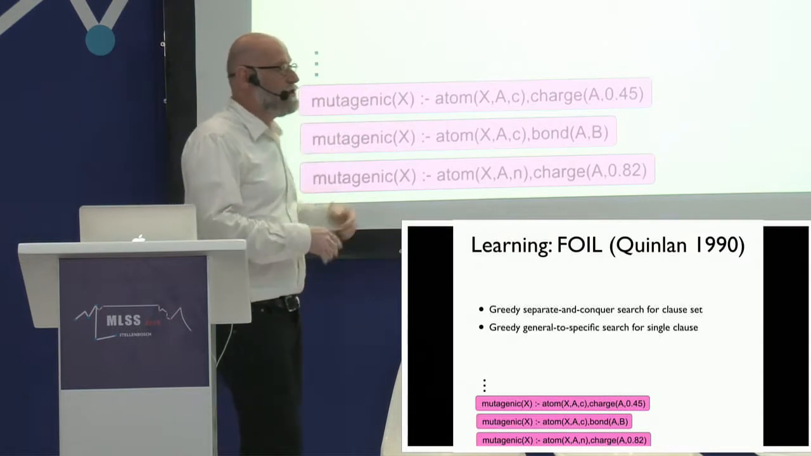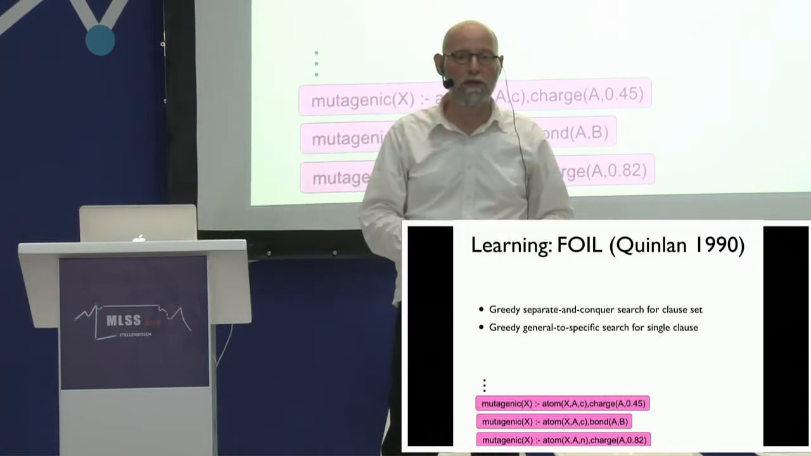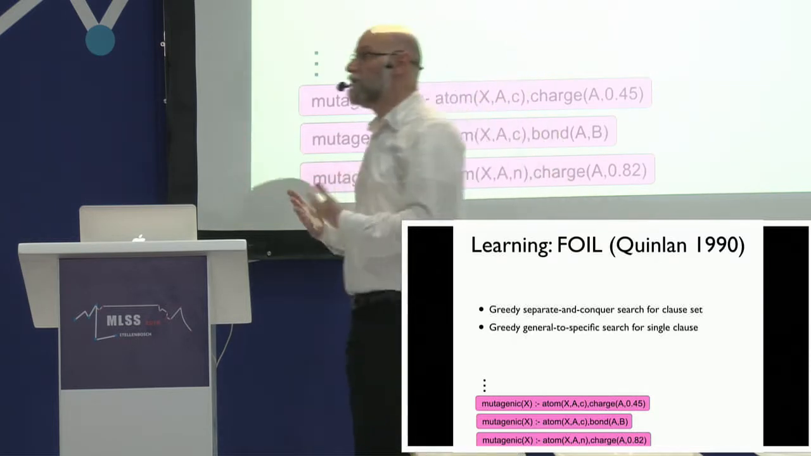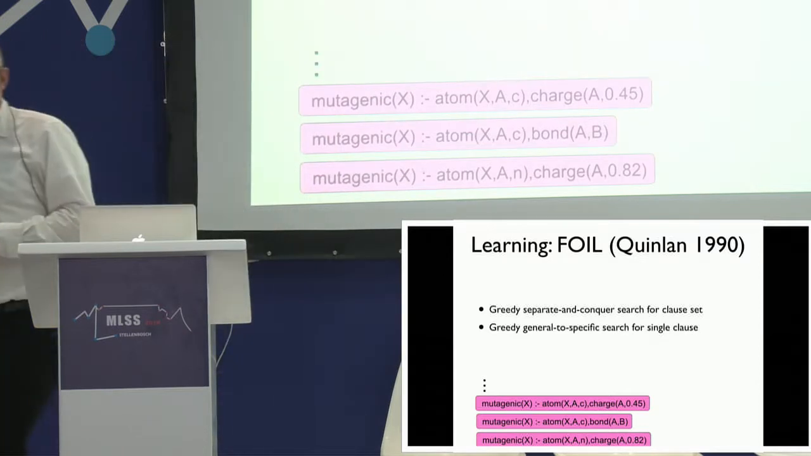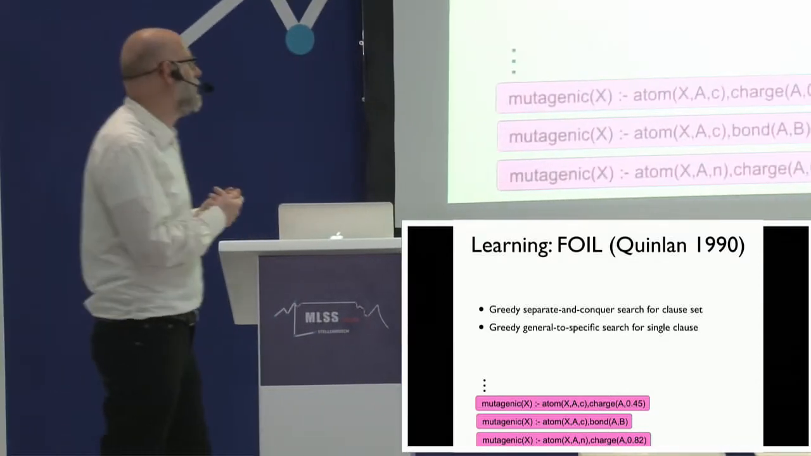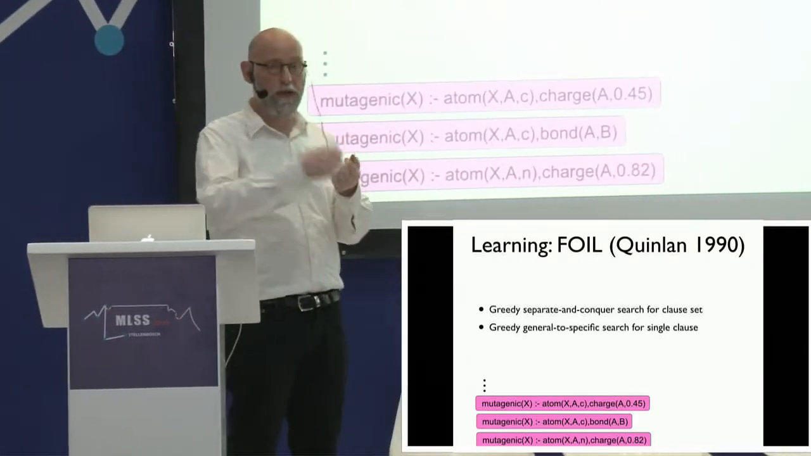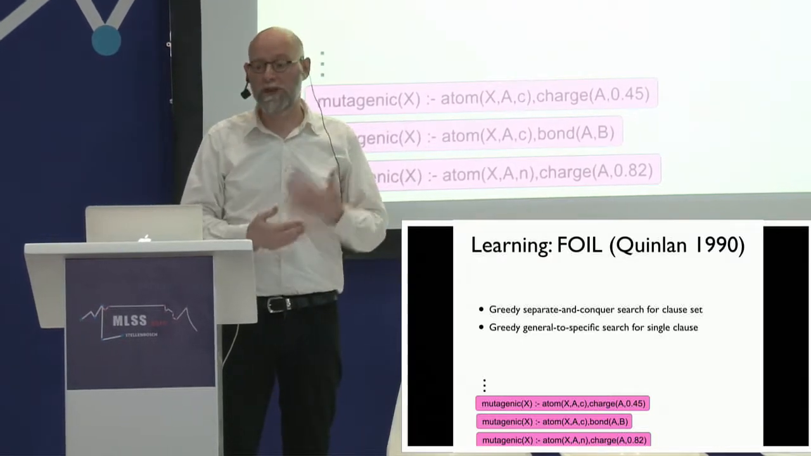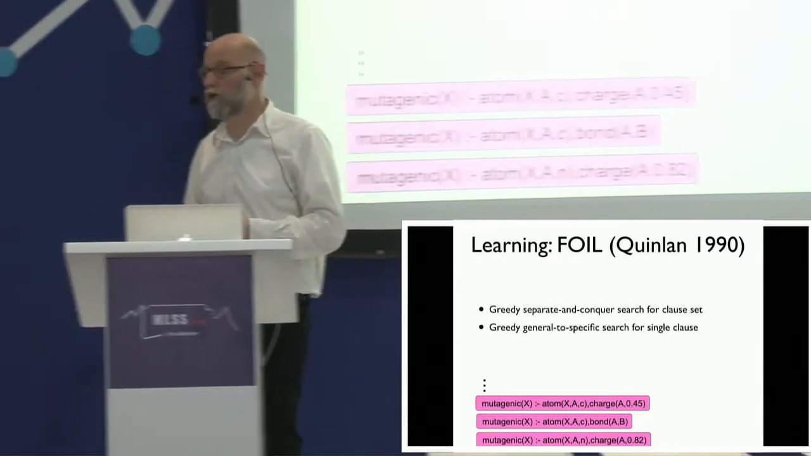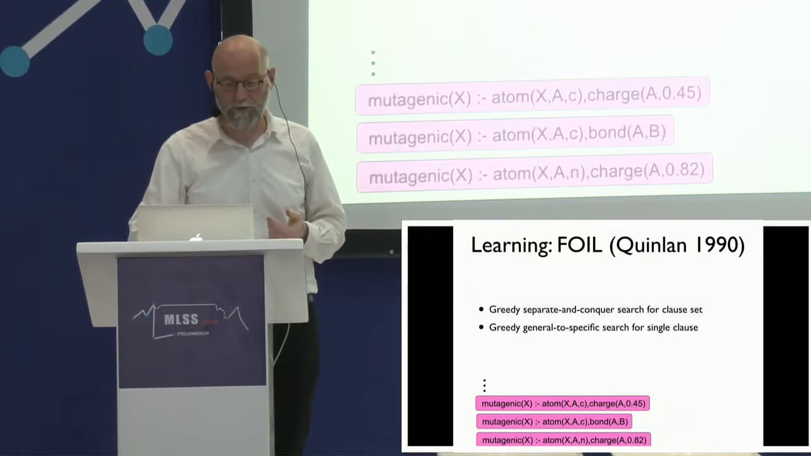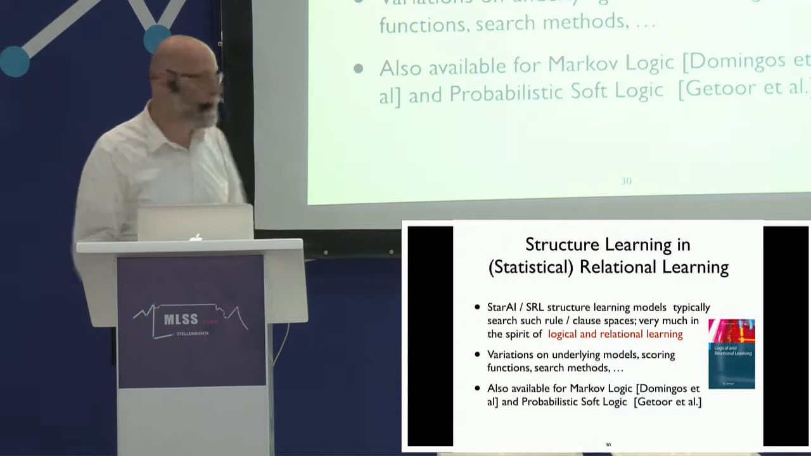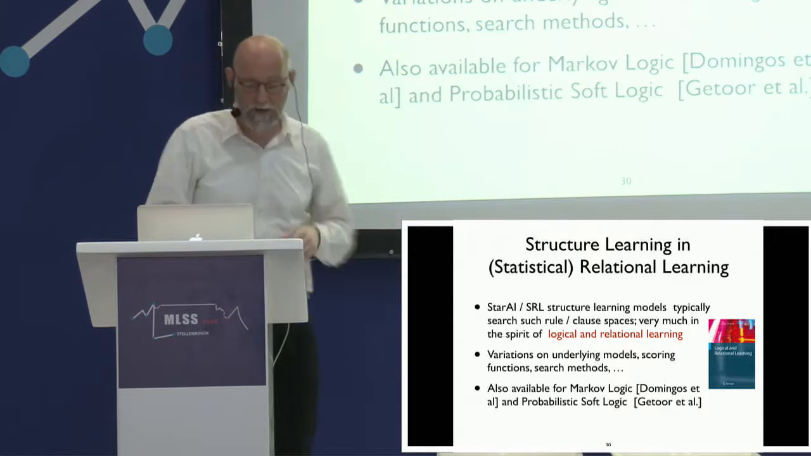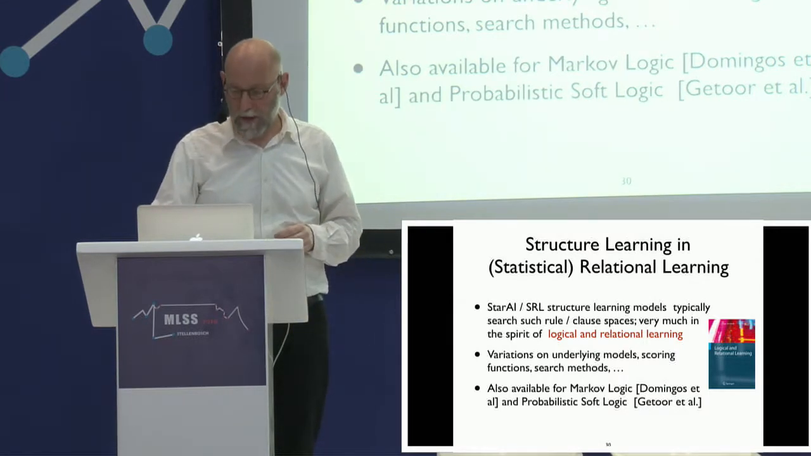Now, this kind of search comes from the original rule-based learning, the kind of classification that people were doing. That search has been adapted for use in the SRL systems. The key thing there is that people are using different heuristics, but the way of searching, typically one rule after the other, is taken over. It's just that the scoring mechanisms, the loss functions, are different. If people are interested in this, I would suggest having a look at my old book on logical and relational learning, which focuses on this kind of technology.